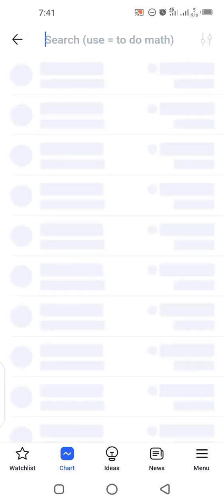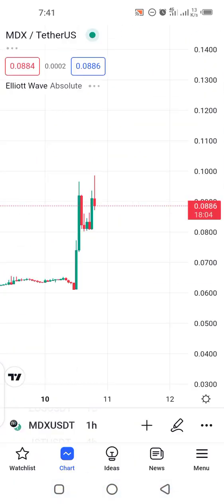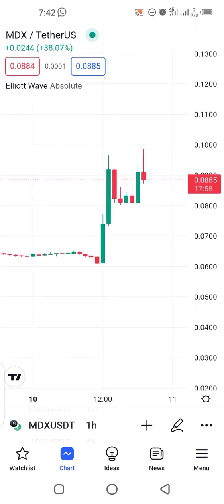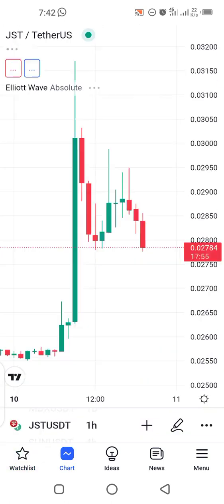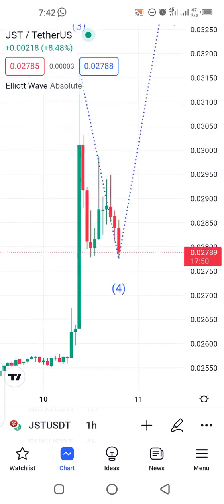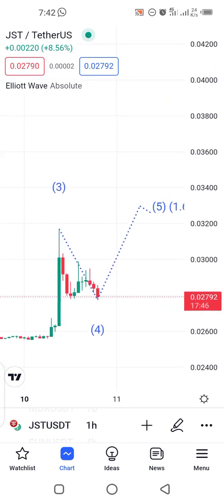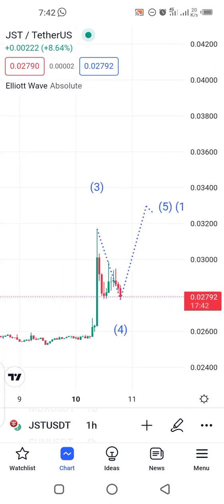You can also check it in the 1 hour time frame. If it doesn't show up there, you can use the 4 hour time frame. Different coins, different behavior. Let's go to JST. I hope you see now, this is not future, this is now. It has finished 3, it has finished 4, now it's showing you 5.